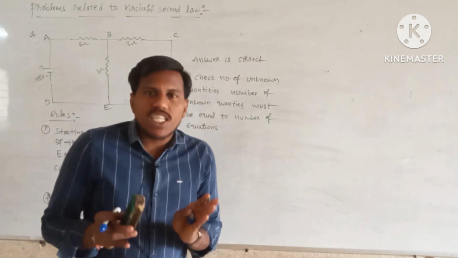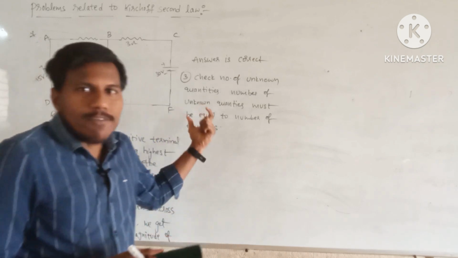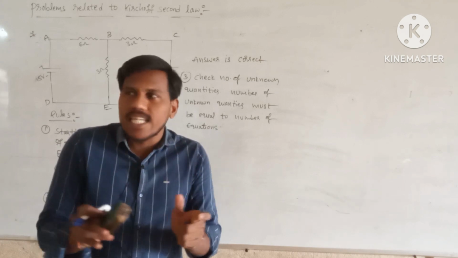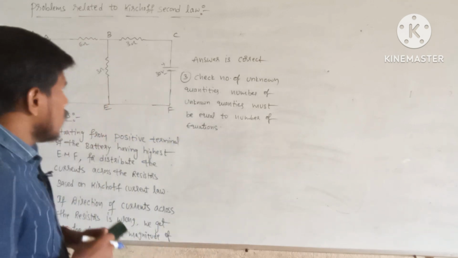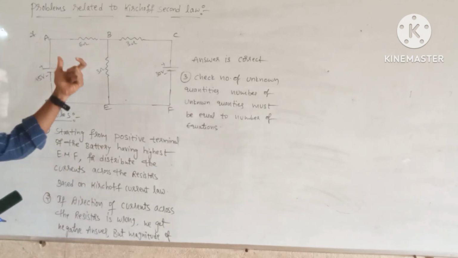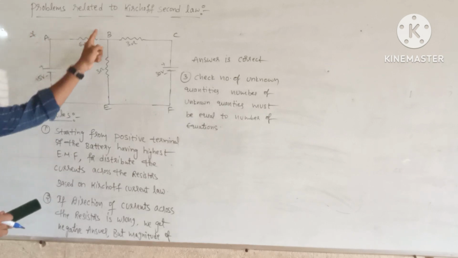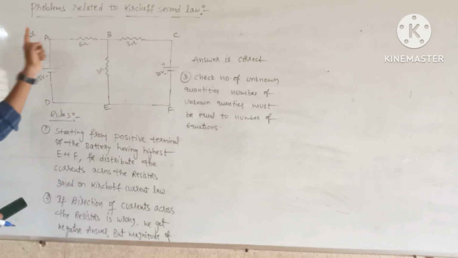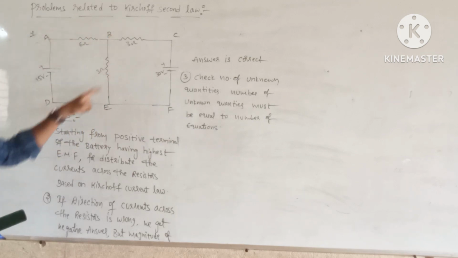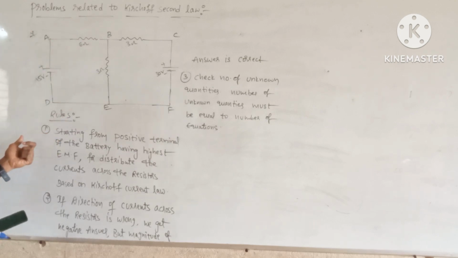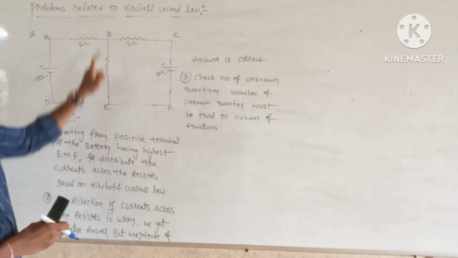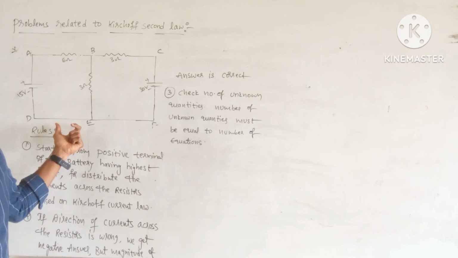So first what do we have to do? First we give names to the given diagram. After we give names, we have to consider one closed loop. Now in this diagram I am considering a closed loop A, B, E, D, A. This is the closed loop I am considering. I am considering one more closed loop: B, C, F, E, B. These are the closed loops I am considering.